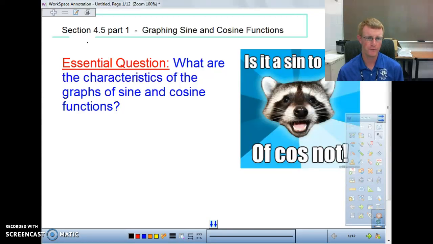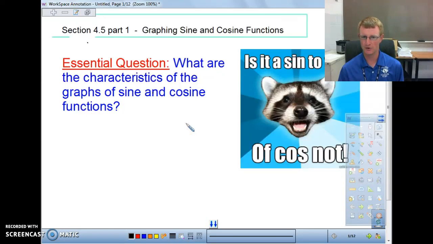This is 4.5, part one. We are going to get into the beginnings of graphing sine and cosine functions. The essential question for this section is, what are the characteristics of the graphs of sine and cosine functions? It's really important for us to understand the basics of the different characteristics.